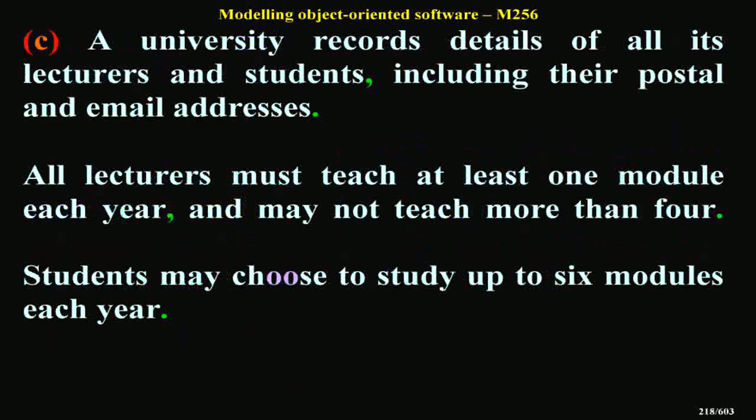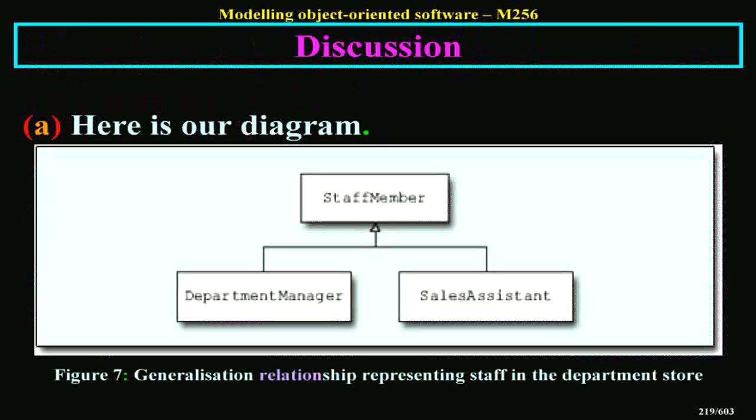CA University records details of all its lecturers and students, including their postal and email addresses. All lecturers must teach at least one module each year, and may not teach more than 4. Students may choose to study up to 6 modules each year.